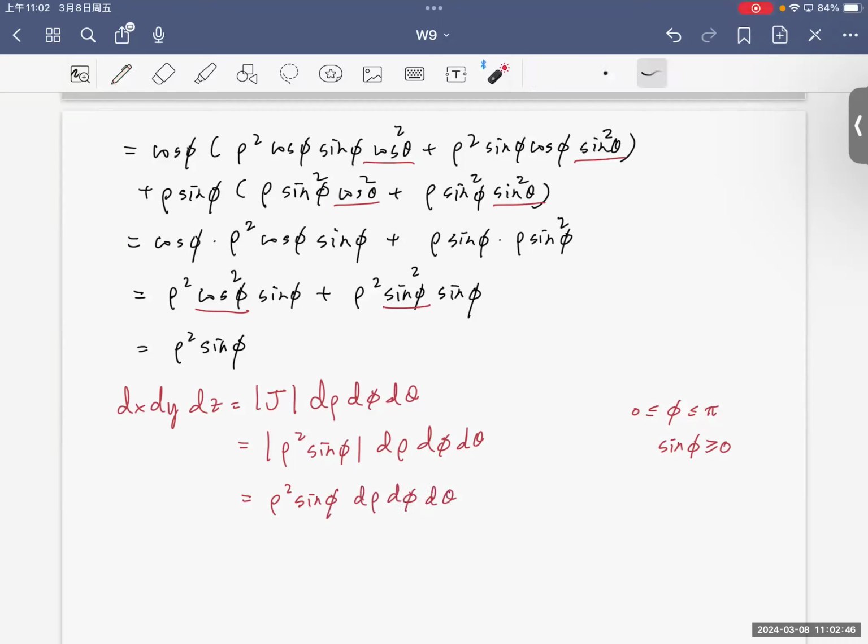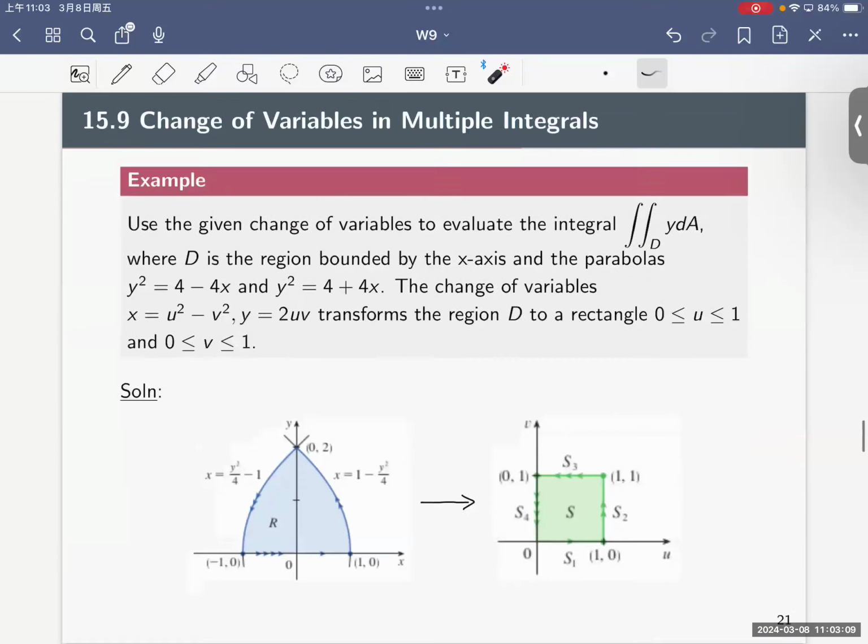So now you can see why we always say, okay, when you do spherical coordinates integrals, never forget rho squared sine phi. So this is the reason. This is actually the Jacobian connecting rectangular coordinates and the spherical coordinates. Okay. So this is how you do change of variable.